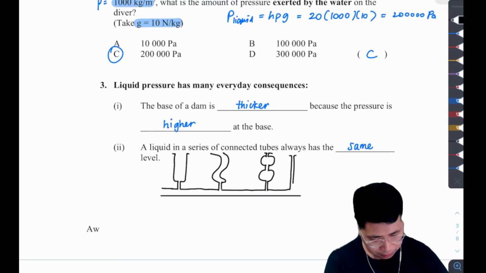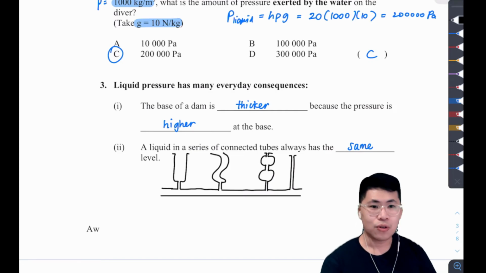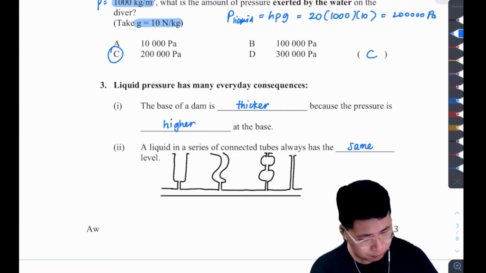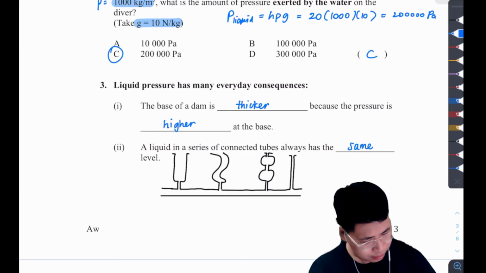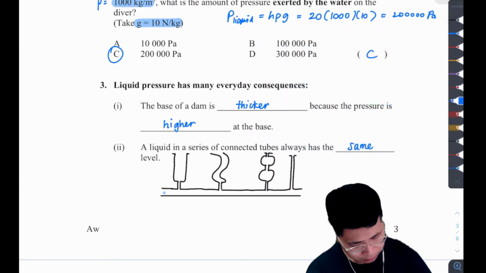Like this. So imagine this part being filled with water. I should use a different color though. Imagine this part being filled with water. What's going to happen is the water level is going to stay the same across all four tubes.